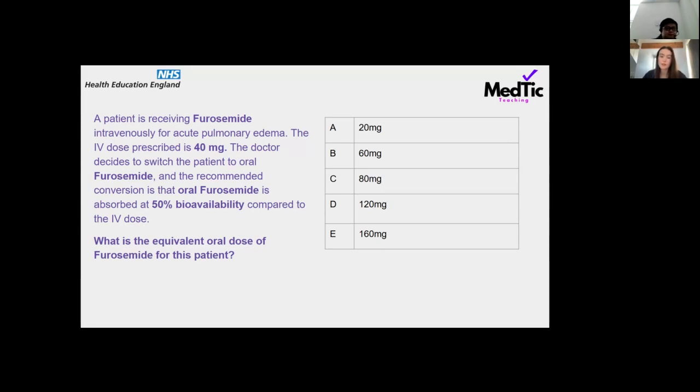So a patient is receiving furosemide IV for acute pulmonary edema. The IV dose is 40 milligrams. The doctor decides to switch the patient to oral furosemide. The recommended conversion is that oral furosemide is absorbed at 50% bioavailability compared to the IV dose. What is the equivalent oral dose of furosemide for this patient? I'll give you about half a minute for this one.